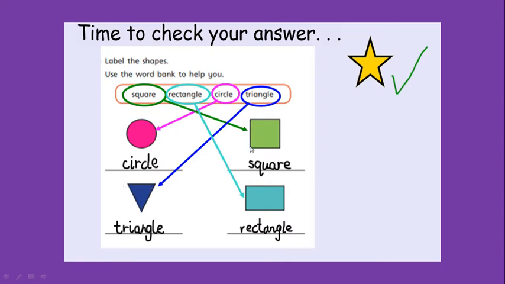And then we've got our square with 4 sides the same length. And then we've got our rectangle, which has got two sides longer than the other two sides. So I liked doing that one. I liked remembering my 2D shapes.